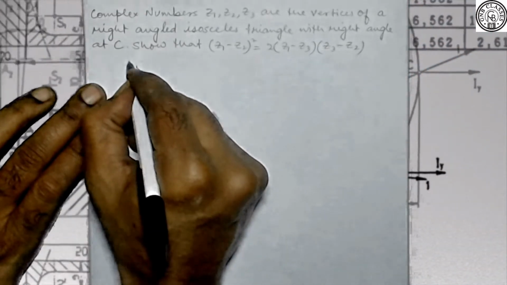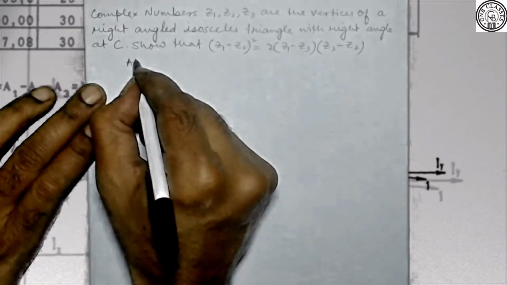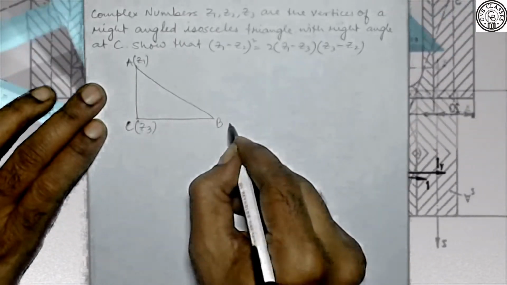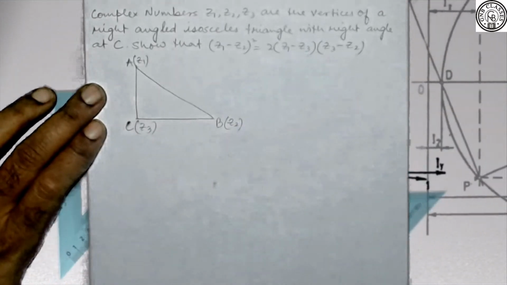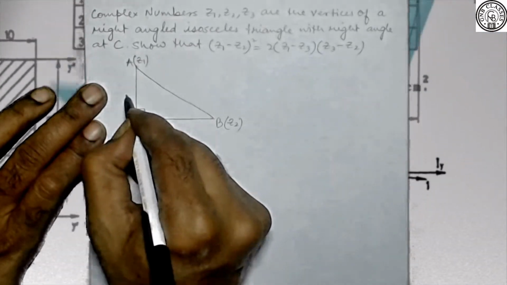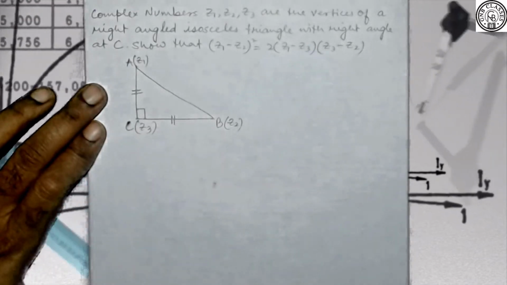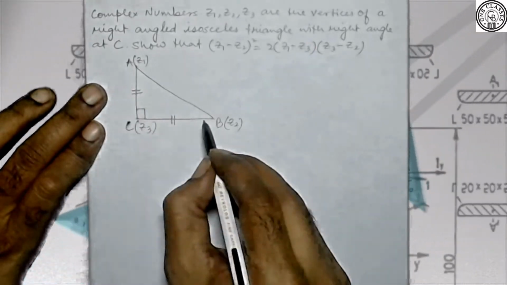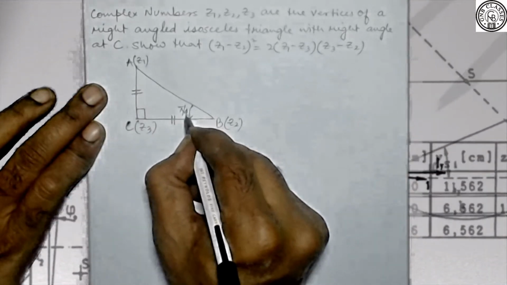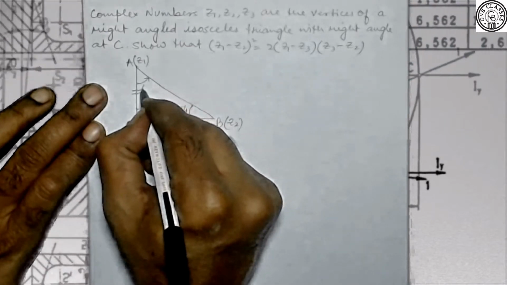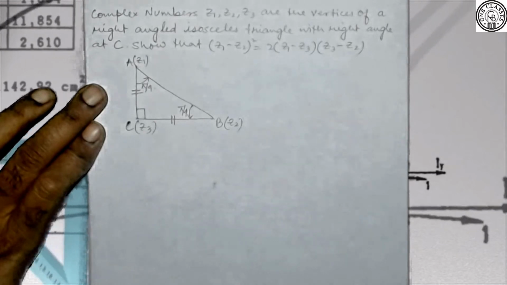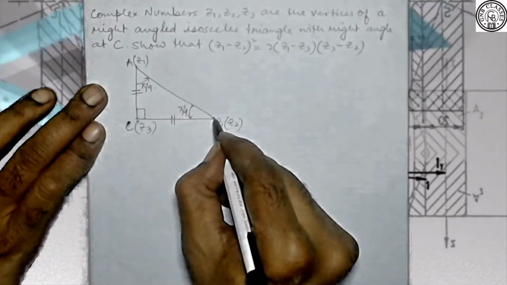This is C. Let us say this is A, this is B. And the complex numbers associated with those points are Z1, Z2, Z3 respectively. Now it is a right angle triangle, right angle at C, but isosceles triangle. That is, these two sides are equal. Since it's a right angle isosceles triangle, we can say that this angle is pi by 4 and this angle is also pi by 4. Yes or no?